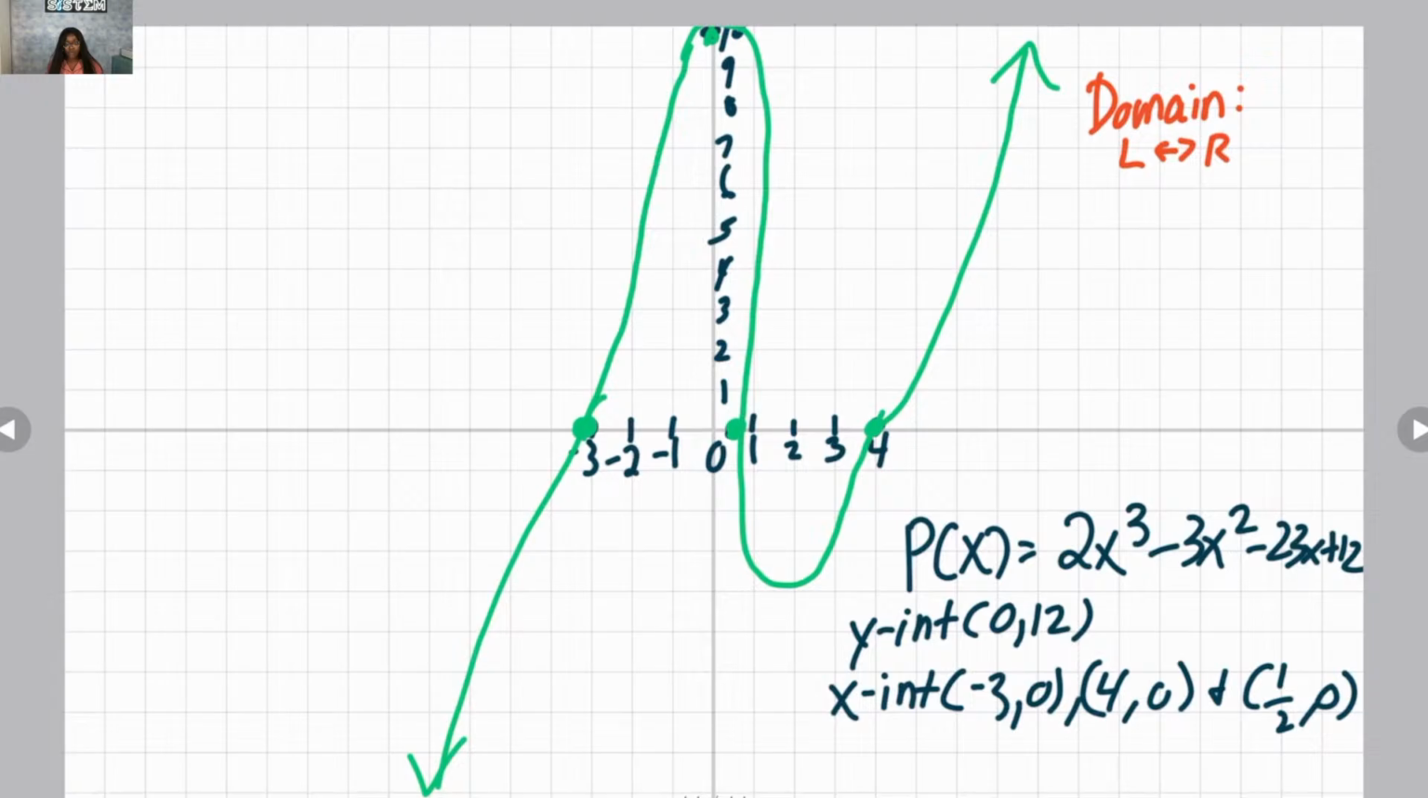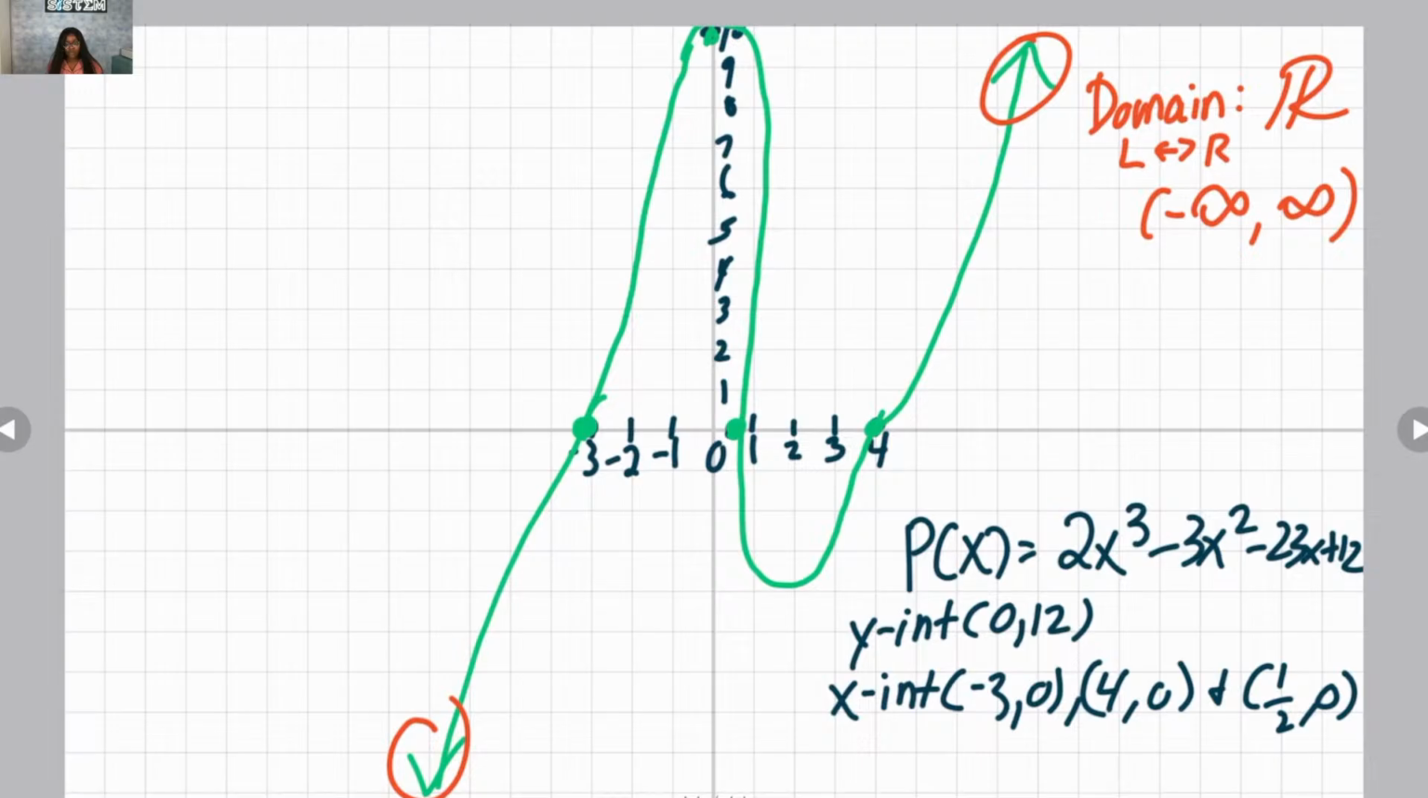So my domain for this graph, on my x-axis, it looks like this graph will always go to the left forever and always go to the right forever because of these arrows. So you can say that your domain is all real numbers. You can write it like that. Or you can write it like this: negative infinity, which is all the way to the left, to positive infinity, all the way to the right.